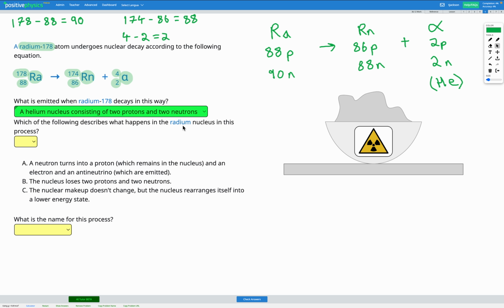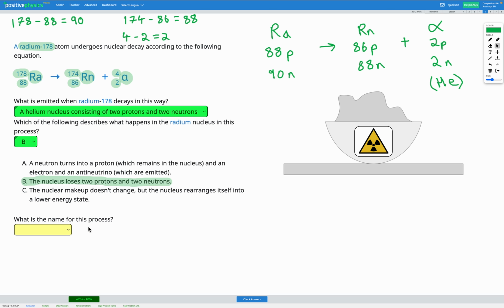Which of the following best describes what happens in the radium nucleus in this process? So looking here, we started out with 88 protons and we ended up with 86. So we've lost 2 protons there. We started out with 90 neutrons, we ended up with 88 neutrons. So again, we've lost 2 neutrons there. So we've lost 2 protons and we've lost 2 neutrons. So that means B is going to be our correct answer. The nucleus loses 2 protons and 2 neutrons.